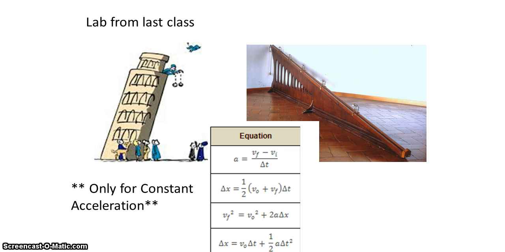So, from our lab the other day, we talked about Galileo and his experiment. He dropped two balls from the Leaning Tower of Pisa and found that both of these cannonballs hit the ground at the same time. And then we did a lab in which a ball rolls down a ramp, and we came up with an equation similar to this bottom one.